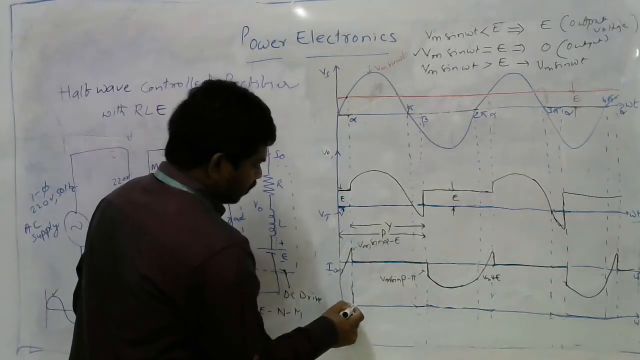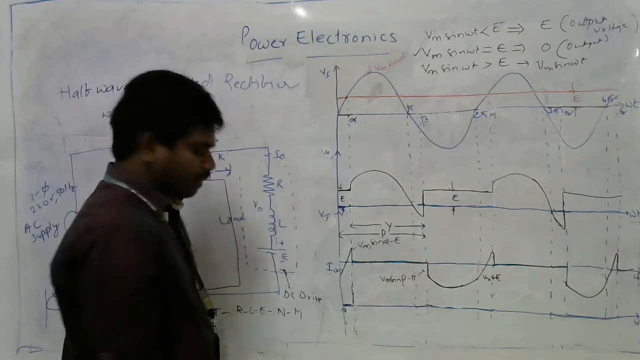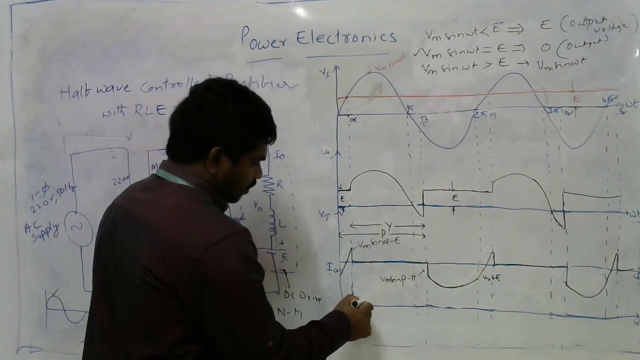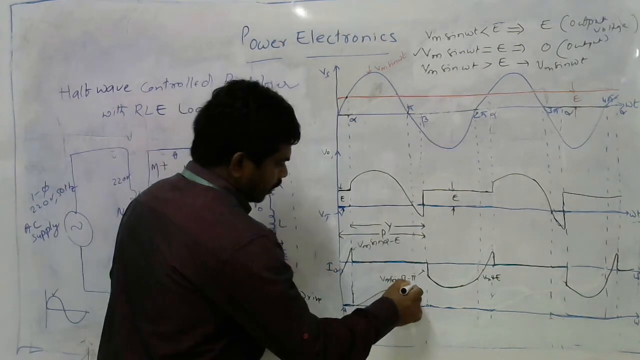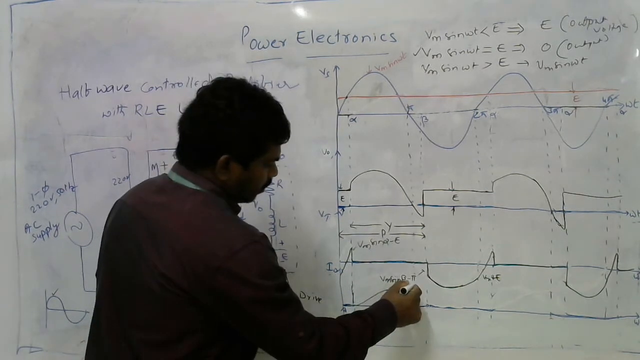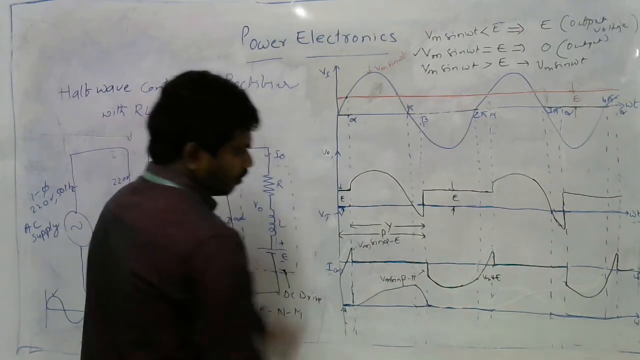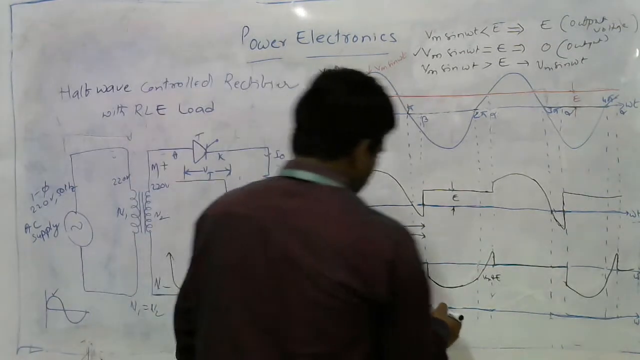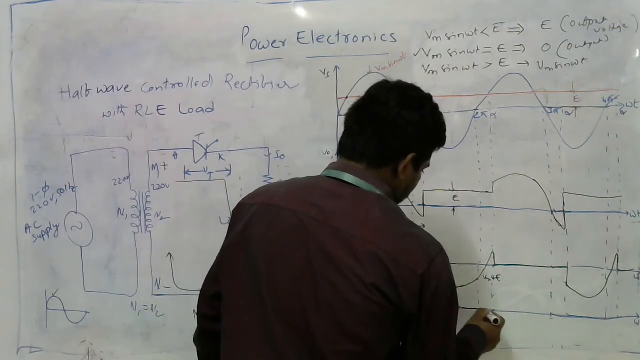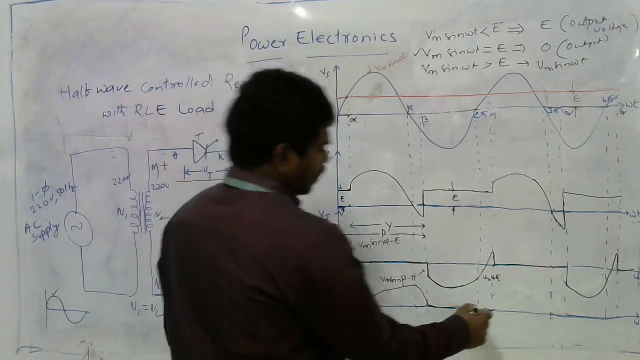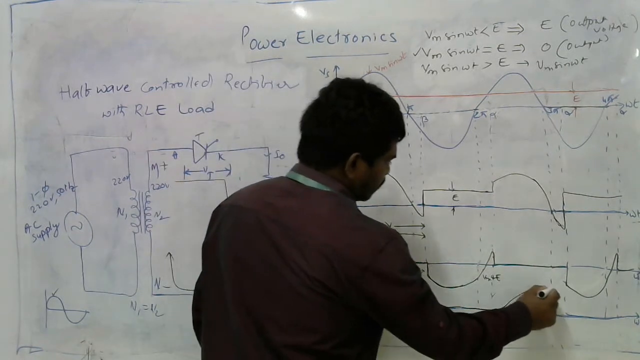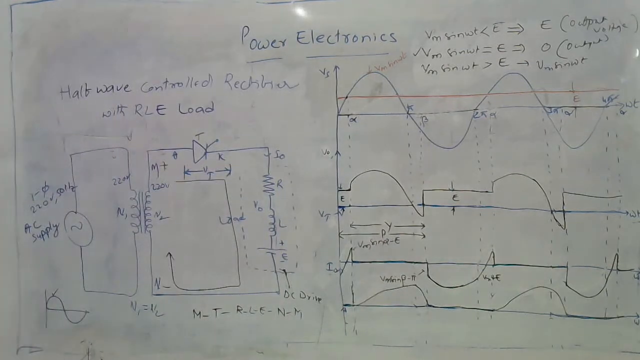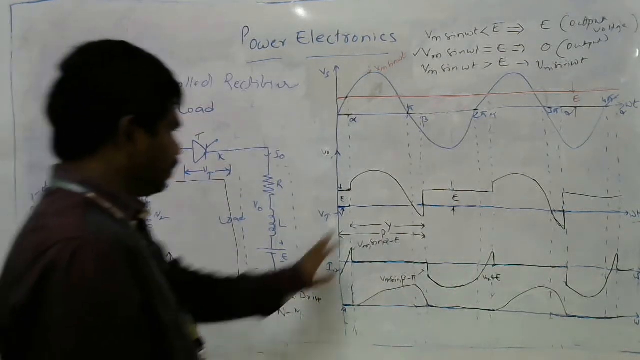After that, due to domination of input supply, the inductor doesn't allow the sudden change in current. That's why there will be an increment in load current till pi. Thereafter it is reducing because the inductor releases its energy. Then during the negative half cycle, till it comes, there is no output current. Thereafter again it builds up from 0. Am I clear? This is very simple.